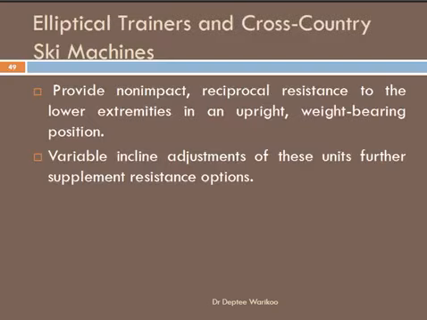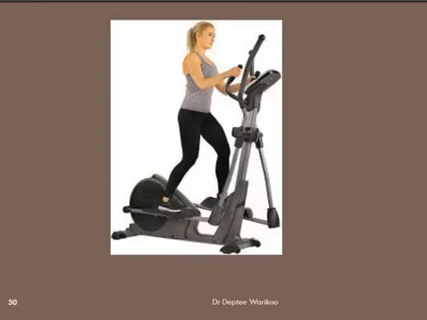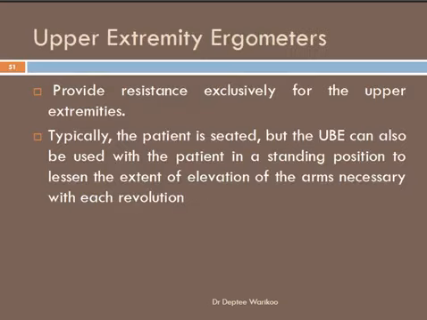Then there are elliptical trainers and cross country ski machines. These provide non-impact reciprocal resistance to the lower extremities in an upright weight bearing position. Here you could see a jogger. It is very much used in gyms.